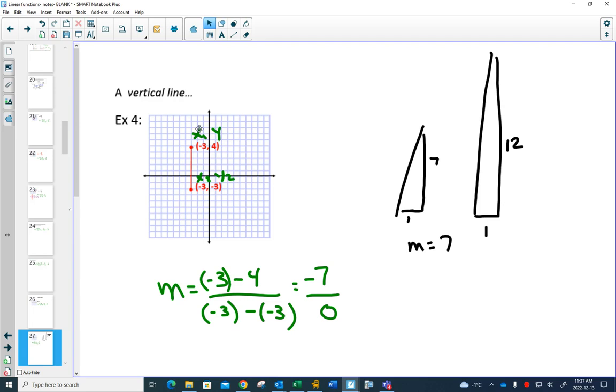One of the things that you are not allowed to do in mathematics is divide by 0. Here's a very simple explanation of why. Why did I get -7 over 0? Because -3 minus 4 is -7. I did the math on the top. Now, 8 divided by 2 is 4. What does that 4 mean? How many 2's do you need to add up to get to 8? 2, 4, 6, 8. You'll need 4 of them.